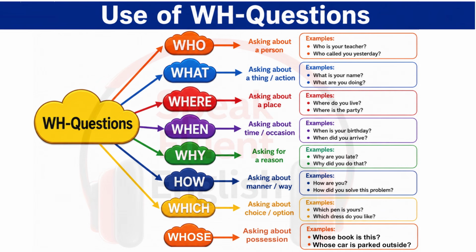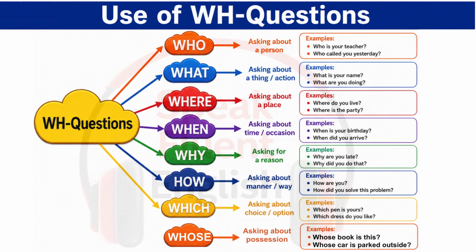Today, I will explain the use of WH questions in English. These question words are very important because they help us ask for different kinds of information clearly. We will look at 8 main WH questions: who, what, where, when, why, how, which, and whose.